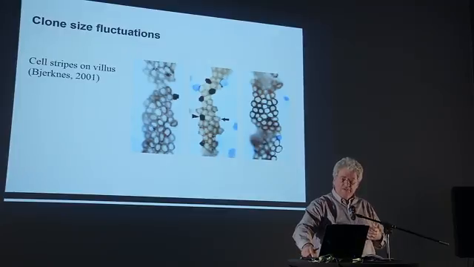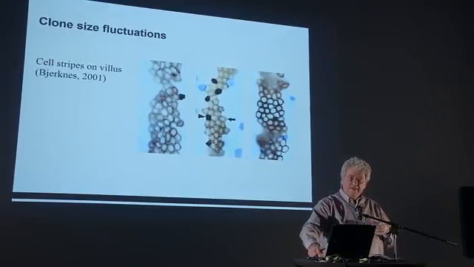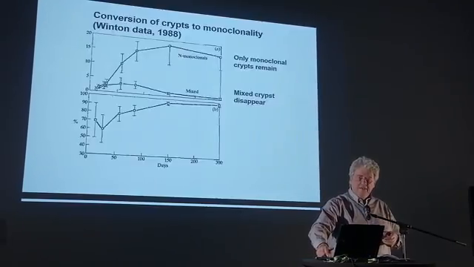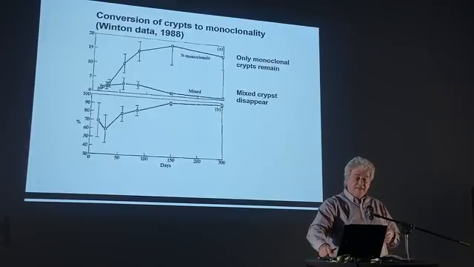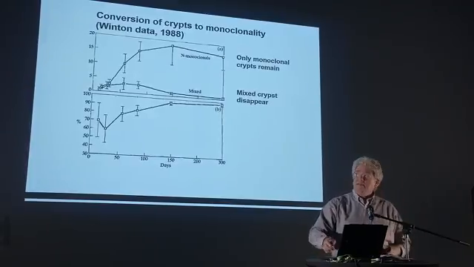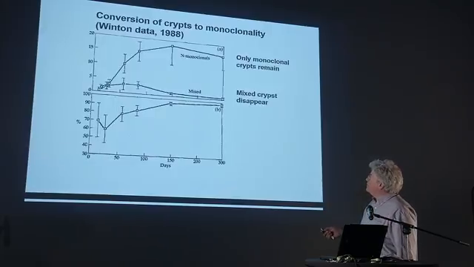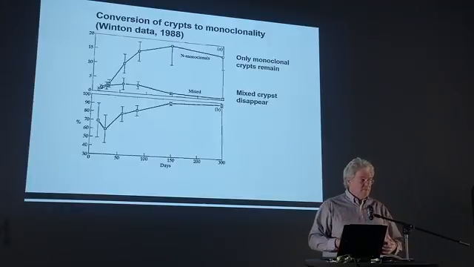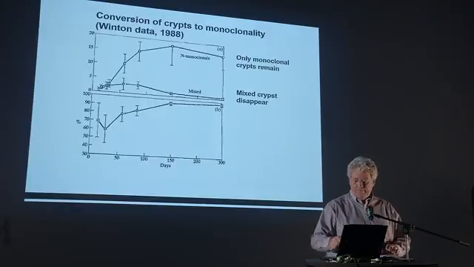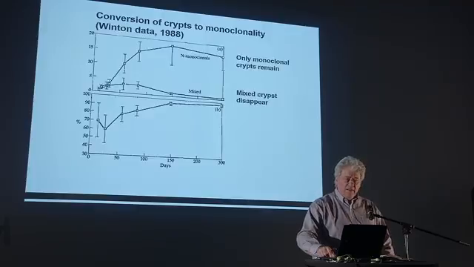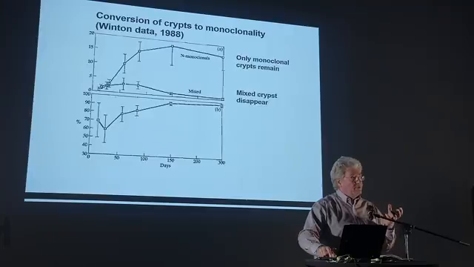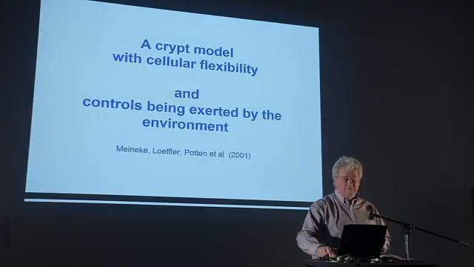There are other pictures of such ribbons showing that they are a little bit fluctuating in width, and these are just the data saying that it takes 100 or 150 days, and there are only monoclonal crypts, and there are no mixed chimeric crypts, if you like. So they are washed out. Also, this is a phenomenon we want to explain with the same type of rules, same set of rules.